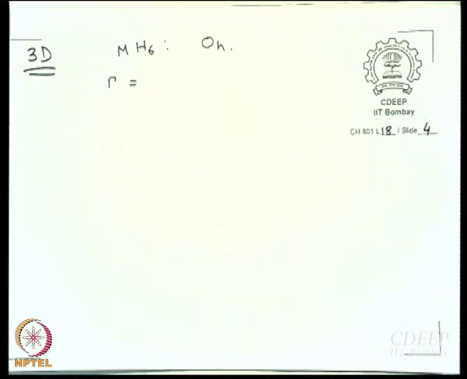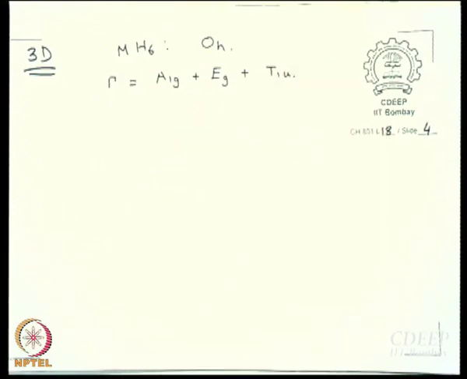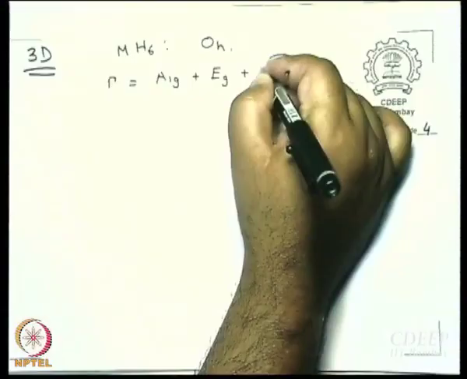So how many orbitals are there now? We are still talking about sigma bonding. 6. So a 6-dimensional reducible representation that breaks down into A1g plus Eg plus T1u. You can work it out yourself and satisfy yourself that this is what indeed happens. And what we will do is focus on this T1u.